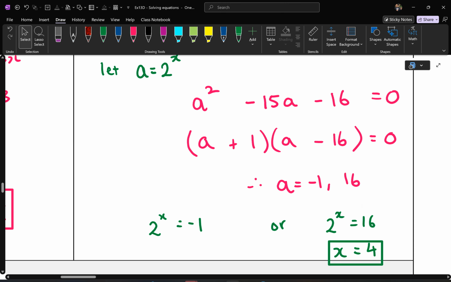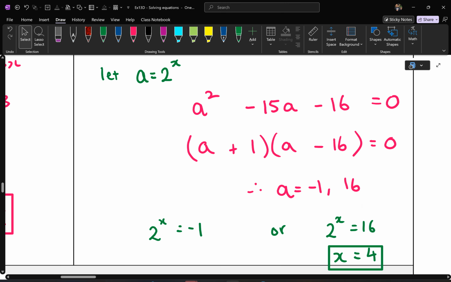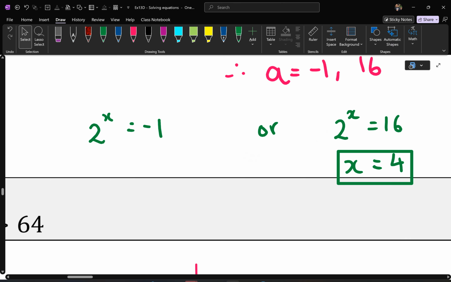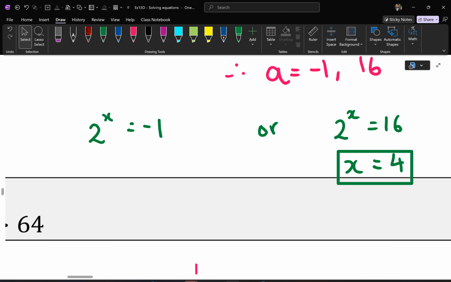If you wrote it out clearly, a was meant to be 2 to the x. So I'm going to just bring it up a bit. a is equal to 2 to the x. So 2 to the x could equal -1, or 2 to the power of x could equal 16. Now clearly, 2 to the power of 4 will give you 16, so x can equal 4. This one though, examiners want to know that you know that is not possible. And that's how we know if you understood what exponentials are.